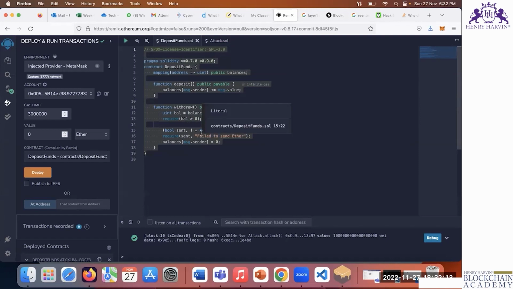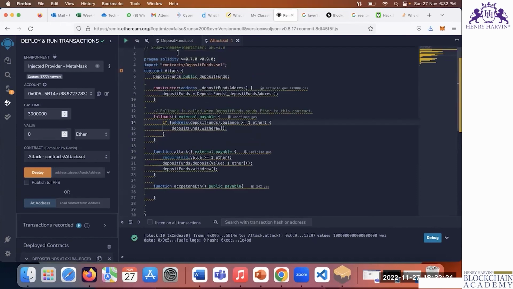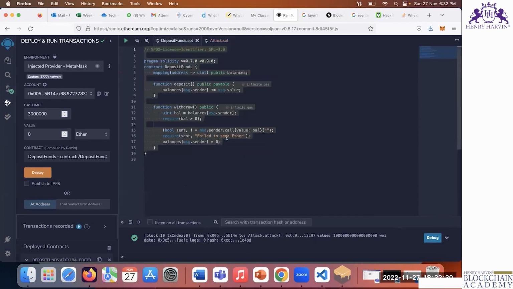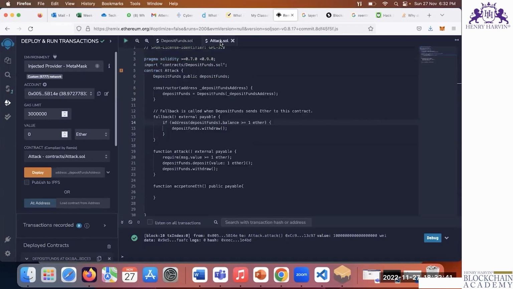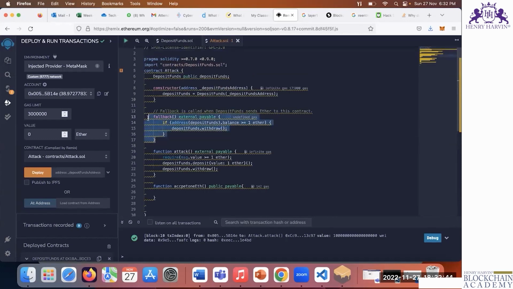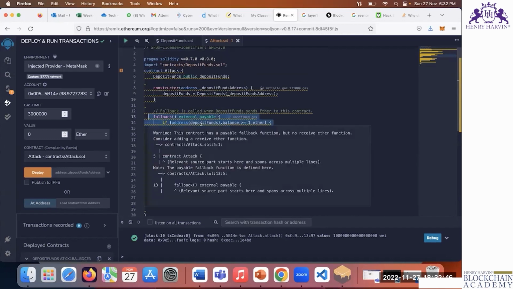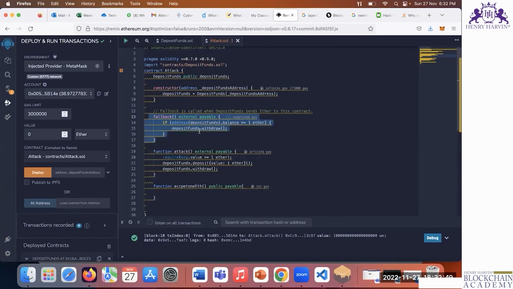Then it is transferring the balance, that is the one Ethereum we already invested, back to the attacker smart contract. The attacker already invested one Ethereum and that Ethereum is returned to the attacker smart contract by calling msg.sender.call with value as the balance. And while calling this, it will automatically execute the fallback function as well. While executing this fallback function, it is again calling the withdraw function.